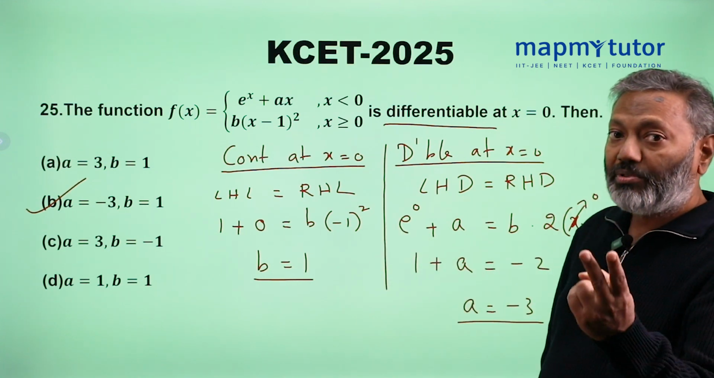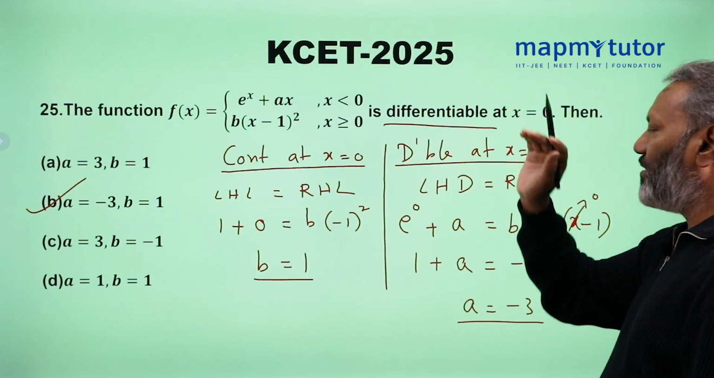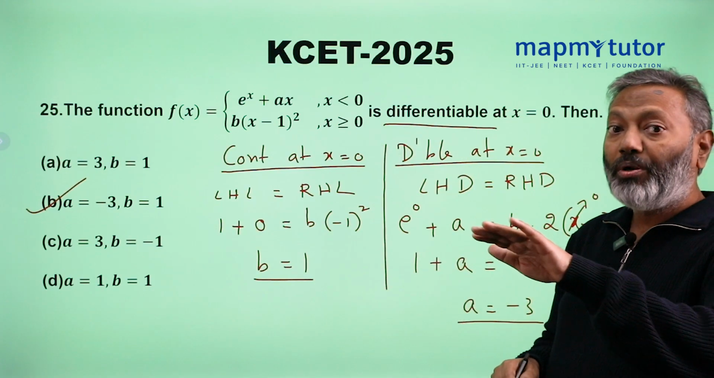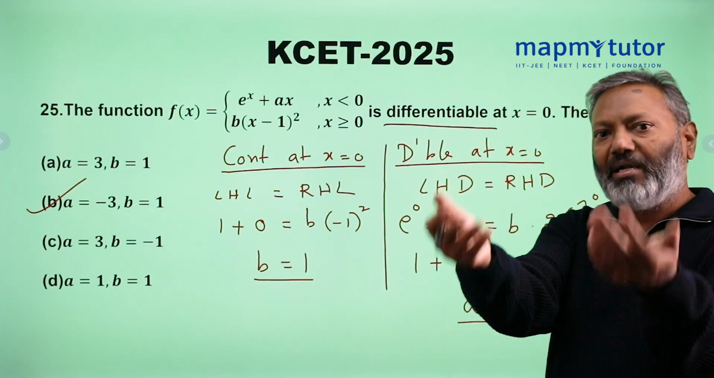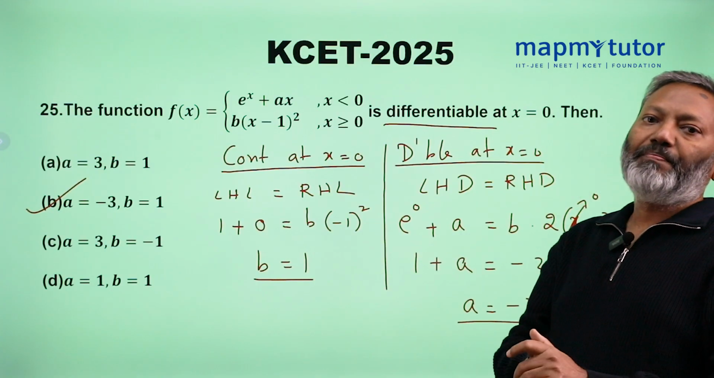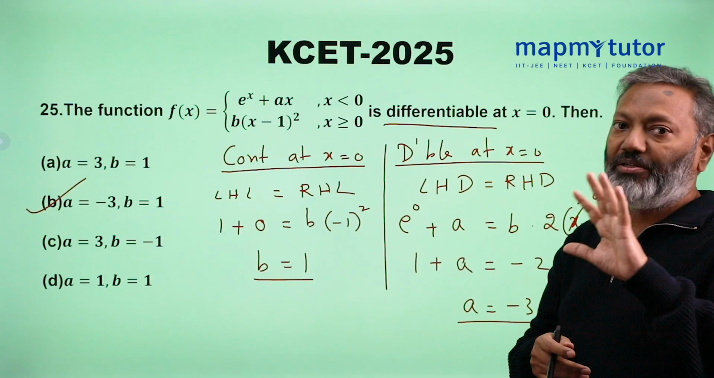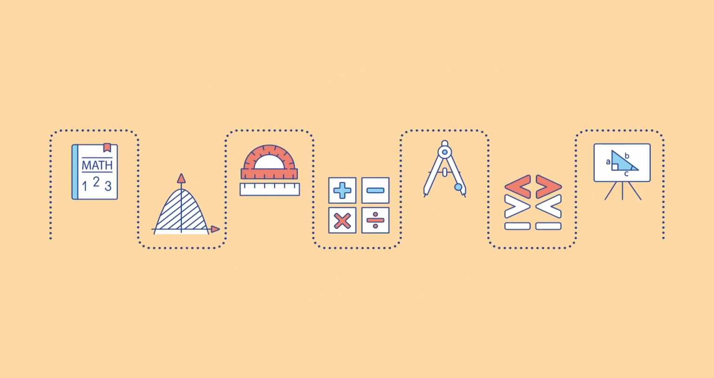So here there are two conditions I applied. One is for continuity, the other is for differentiability. But here it is not mentioned that it is continuous. No need. If the function is differentiable, automatically it should be continuous. Every discontinuous function can never be differentiable. Can I say a continuous function is always differentiable? No. A continuous function may or may not be differentiable. Okay? Right.